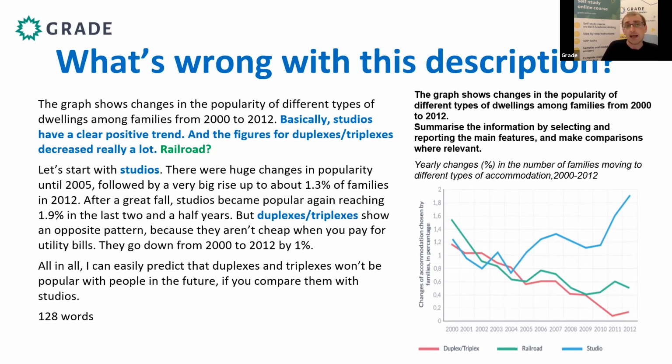So that's the point. Then when we talk about the organization, first in the body paragraph, the writer focuses on studios and uses figures to compare information and to support these strands. And then he or she moves on to focus on duplexes, triplexes, and again, some figures and data there. There is a conclusion, which is a bit problematic, but we'll focus on that in a moment.